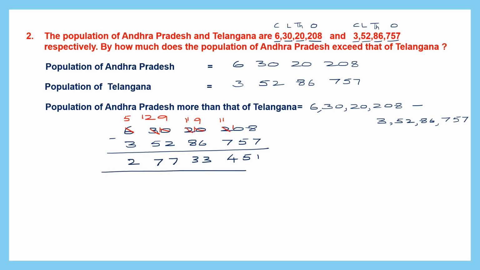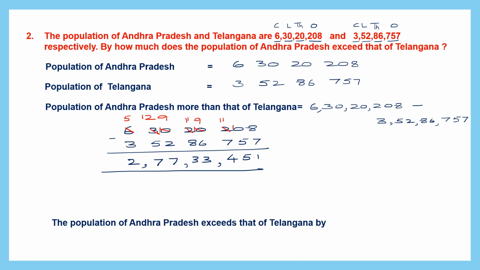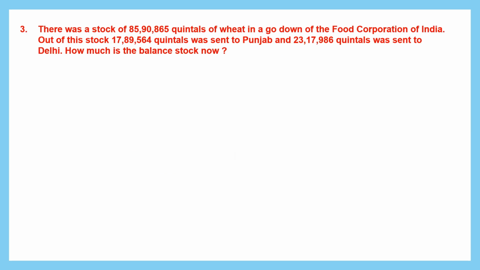So now we have our answer, 2 crore 77 lakh 33,451. So the population of Andhra Pradesh is more than that of Telangana by this much. So let's write out our answer. The population of Andhra Pradesh exceeds that of Telangana by 2 crore 77 lakh 33,451. So this is our answer.